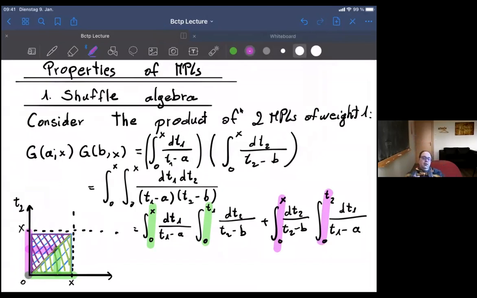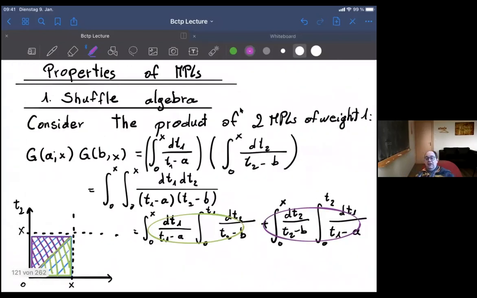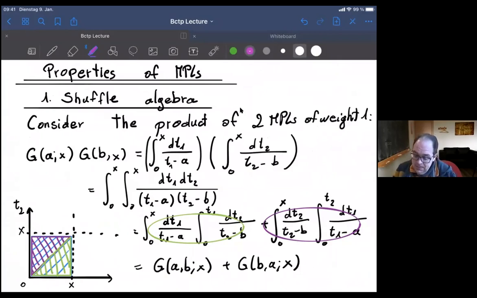And now you see I've obtained a sum of two terms, each of which has weight 2 and is actually an iterated integral. Each of these two integrals is a polylog. So what I conclude is that if I multiply GAX and GBX, I get GABX plus GBAX, which looks, at first glance, pretty mysterious, pretty awesome as well. There seems to be some structure in there. Or maybe it was just an accident.